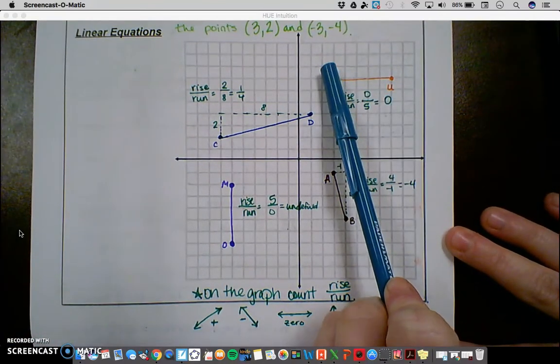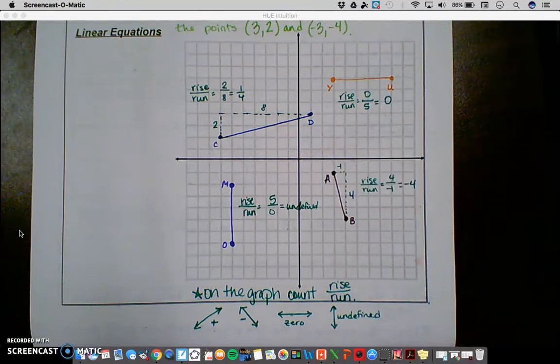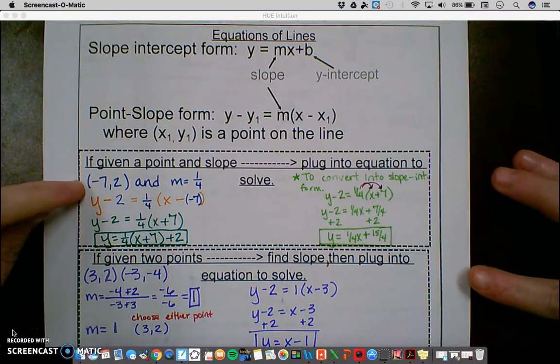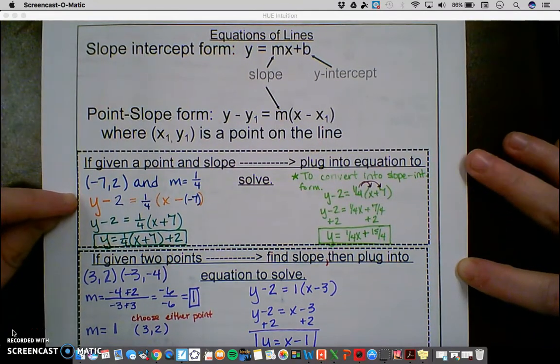Here we're not rising at all, but we're running 5, so we have a 0 slope. Here we're going to go over how to find the equation of a line through a given point and slope, or when given 2 points. When given a point and a slope, the easiest formula to use is point-slope form.